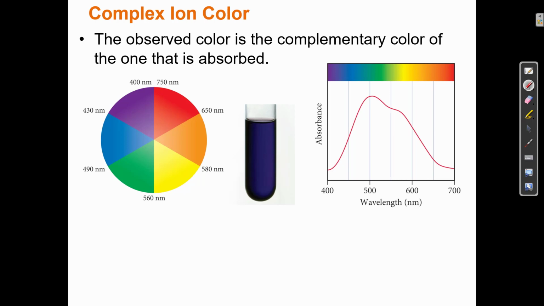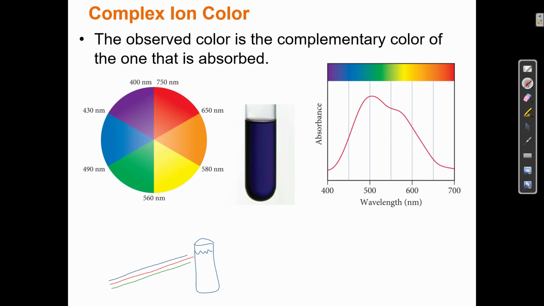Here's my solution, and I have white light shining on it. Remember, white light is the whole rainbow. I don't have the whole rainbow here, but I'll do my best. I've got blue and red and green and yellow, and we call this white, even though it doesn't actually contain all the colors of the rainbow. Imagine that it does.